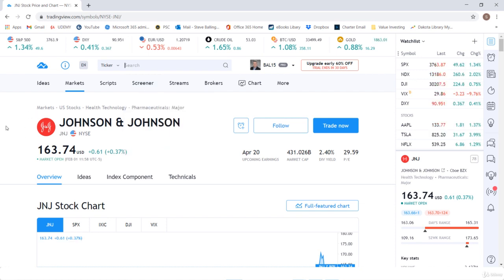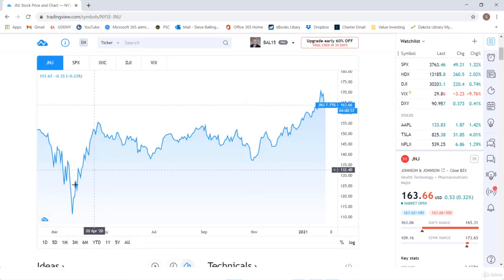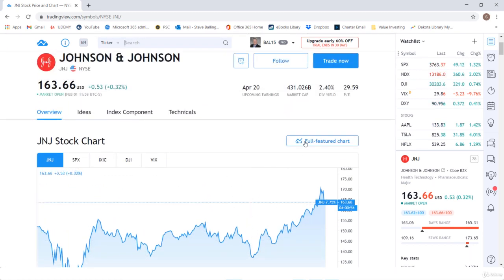All right, so here we are. We got Johnson & Johnson. This is their current trading price. And really what you want to get to, and there's always lots of information, by the way, on TradingView, is the full featured chart. They might show you a little mini chart here, but you want to get to the full featured chart.